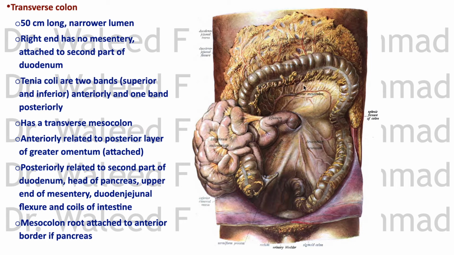Anterior, it's related to the posterior layer of the greater omentum. The greater omentum comes down over the upper surface of the transverse colon and gets attached to it. And if you separate, you can separate both the greater omentum from the transverse colon and from the transverse mesocolon.